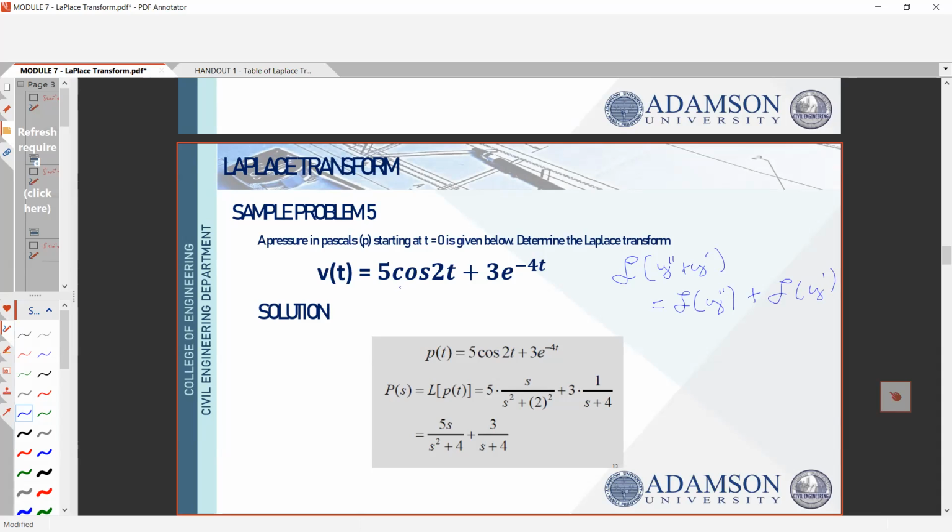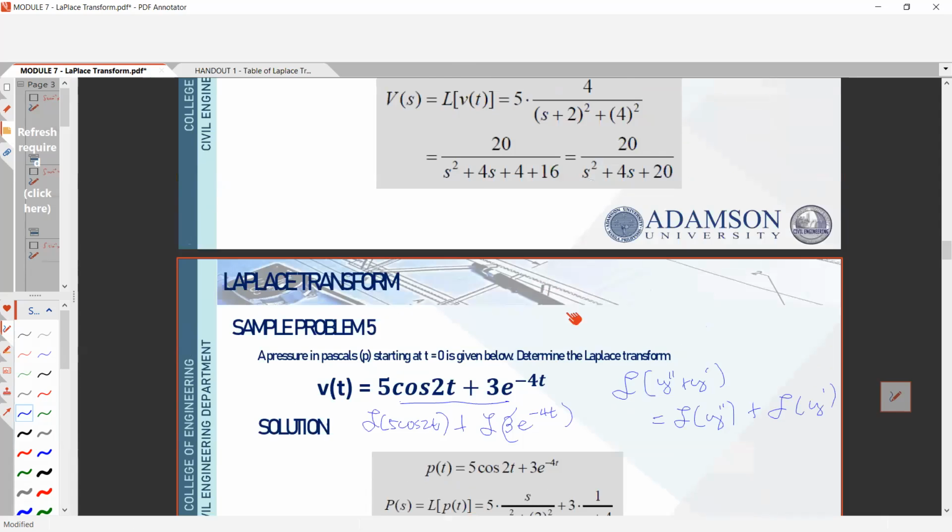Since may two terms to, pwede mong gawin, it is equal to the Laplace of 5 cosine of 2t plus the Laplace of 3 e raised to negative 4t. Okay? So, take the individual Laplace and take the sum. So, it is the same as taking the Laplace of the whole function. Okay? So, find muna natin yung kahawig ng cosine 2t.